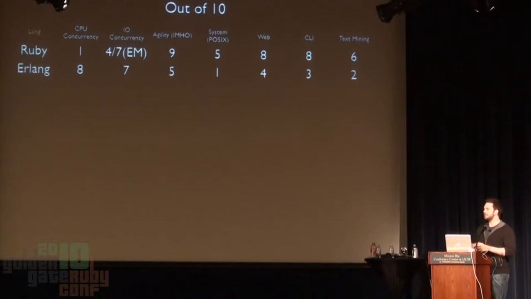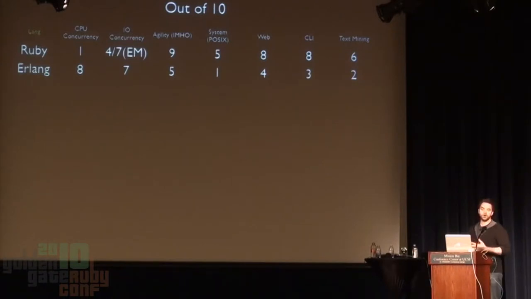The IO concurrency, it's pretty good. It's pretty high up there. But the agility is about a 5. I don't know if any of you have tried to crank something out in an hour in Erlang. It's not really that easy. There's a lot of setup and a lot of overhead to get started with it.